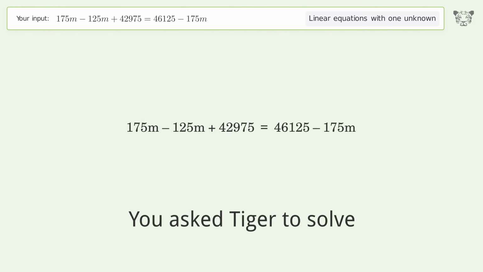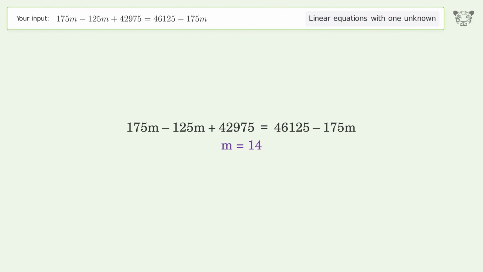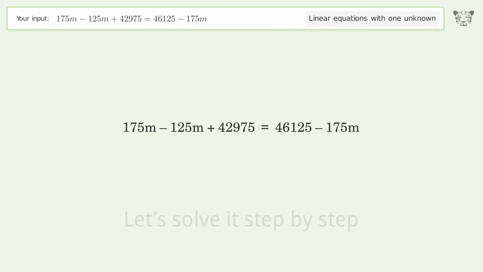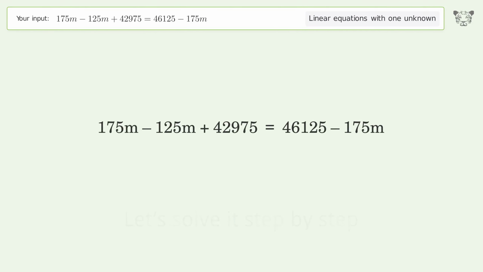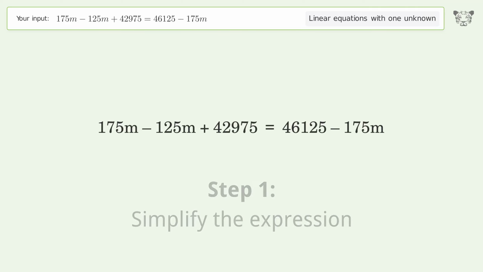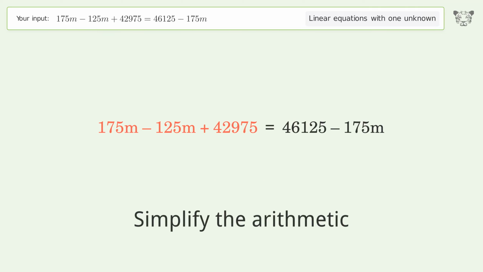You ask Tiger to solve. This deals with linear equations with one unknown. The final result is m equals 14. Let's solve it step by step. Simplify the expression. Simplify the arithmetic.